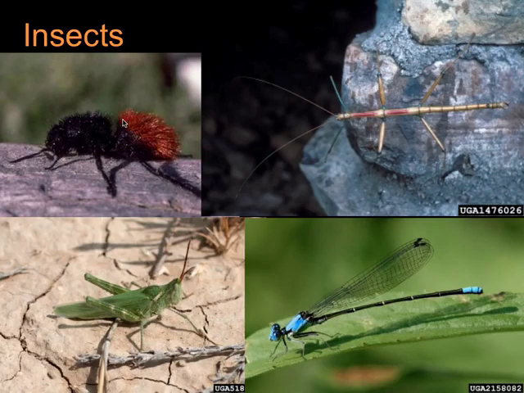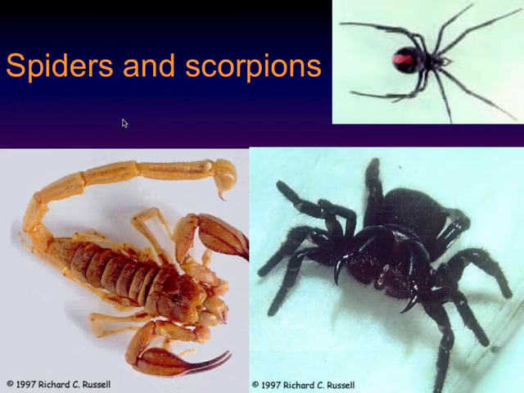And here are some real-life examples of insects. So we have the velvet ant on the top left. We have a walking stick on the top right. The damselfly on the bottom right. And then the grasshopper on the bottom left. Spiders and scorpions also fall into this category. So we have the black widow, a regular scorpion, and I do believe that's a Goliath spider.